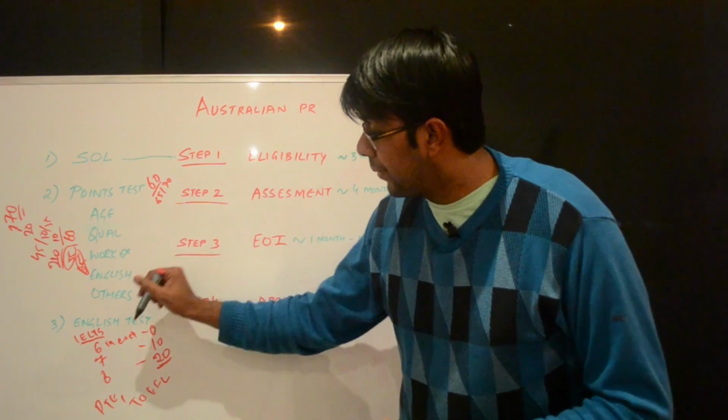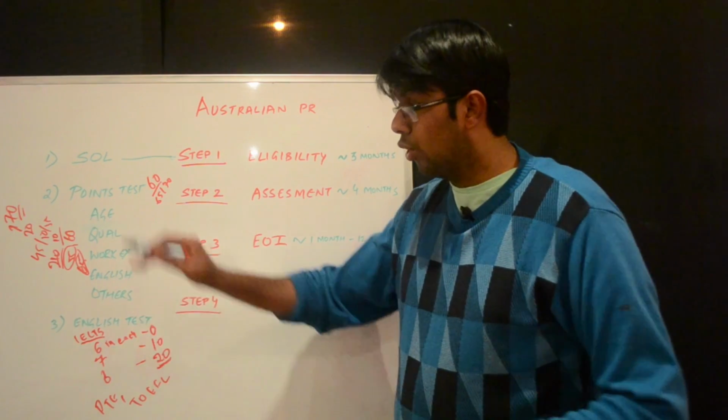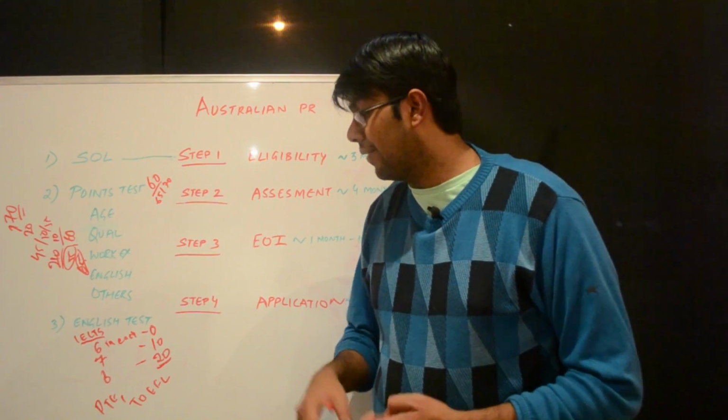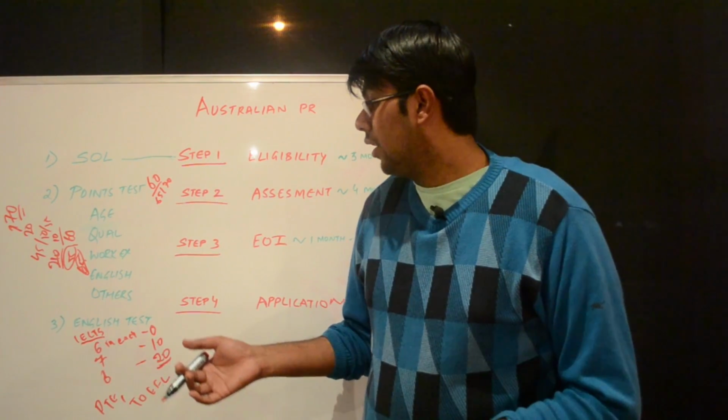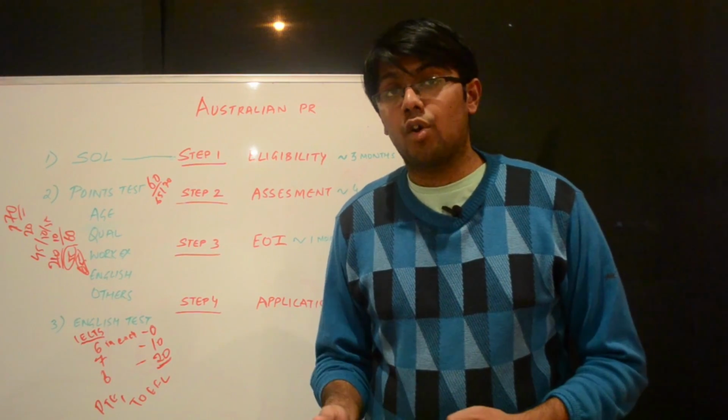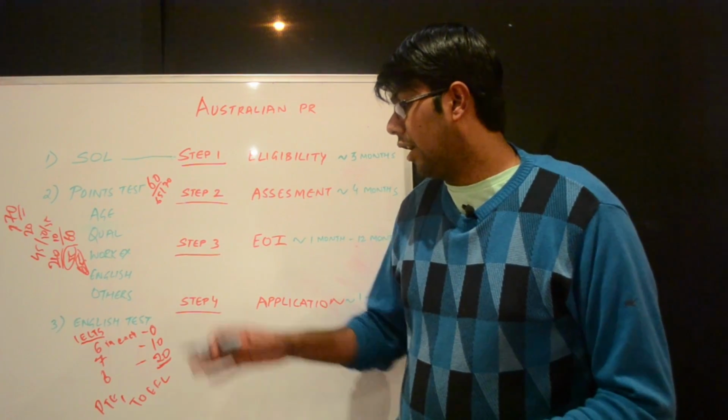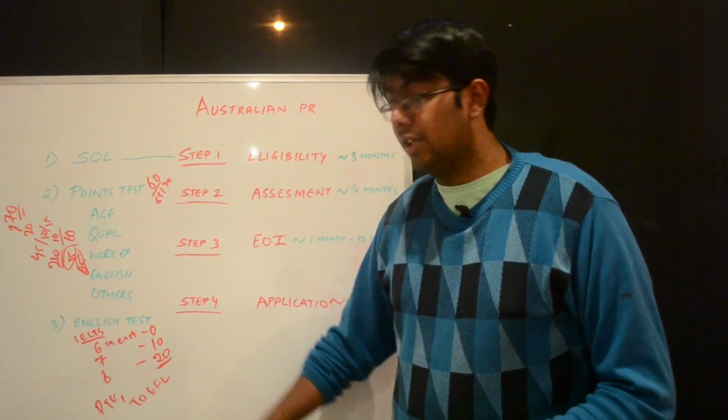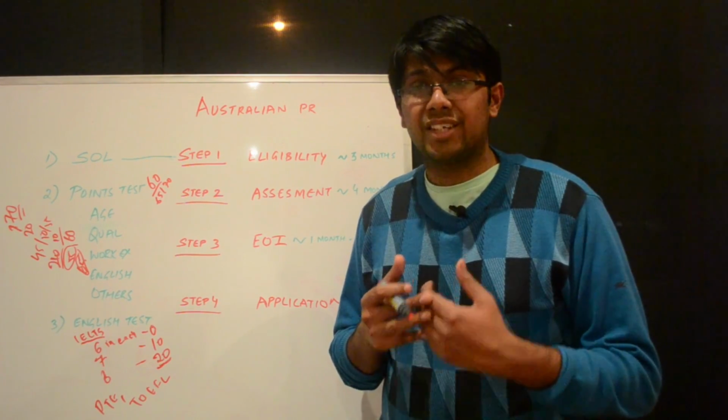So start preparing for your IELTS. Know how many points you need. Do you need 7 in each? Do you need 6 in each? Do you need 8 in each? And then prepare accordingly. Either appear for IELTS or PTE or TOEFL. It's completely up to you.